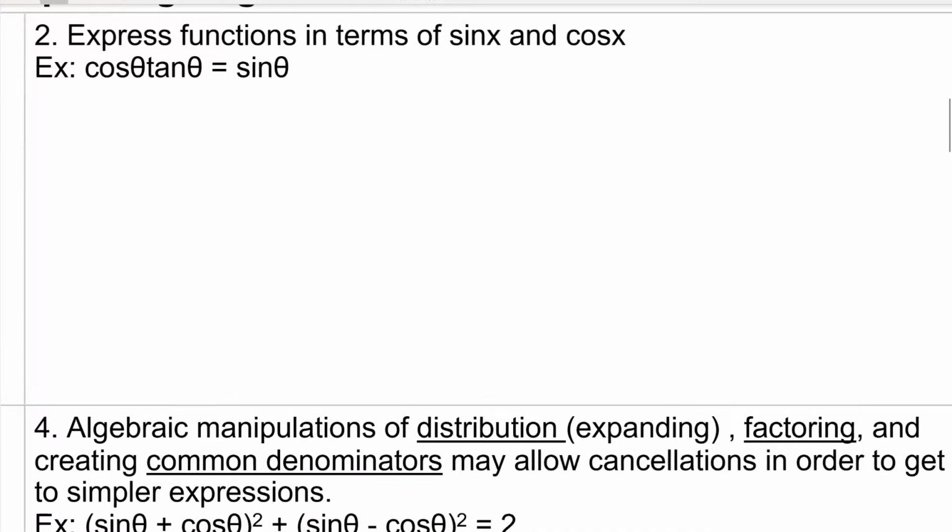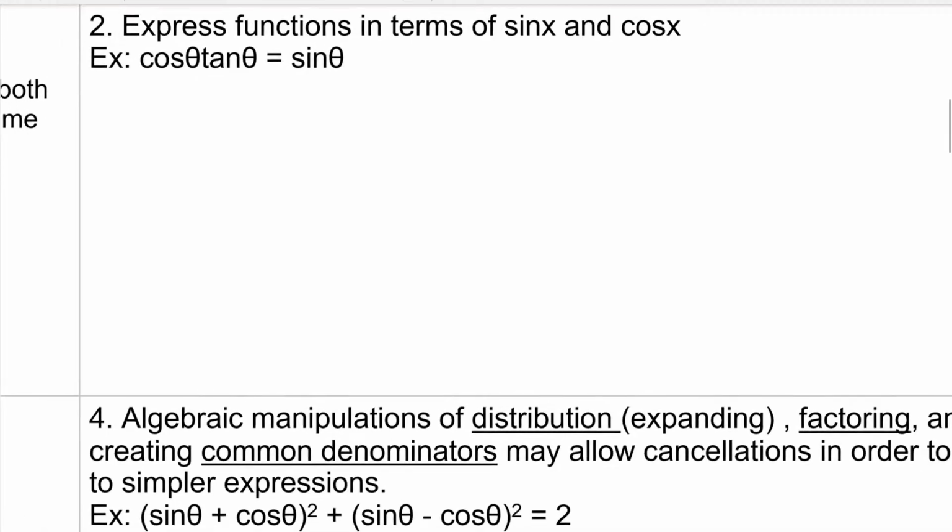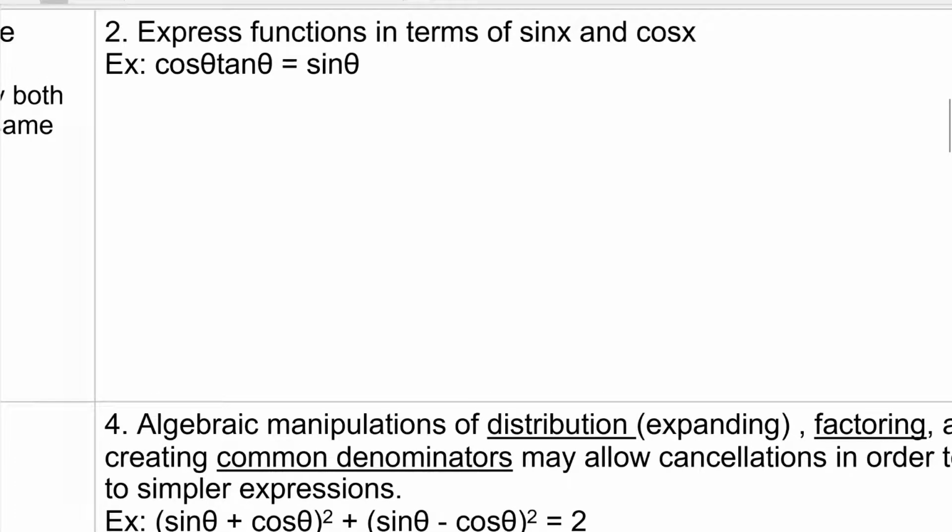Okay, second trick is we're going to express our functions in terms of sine x and cos x as much as possible. So in this example, I have cos theta times tan theta equals sine theta. And so if I'm saying sine of x and cos of x, that means that as long as the term that's after sine and cos is the same, then we can treat it like a sine x and a cos x. So here I have cos theta and tan theta and sine theta. And so I'm going to just treat all of those thetas as if they were x's as well.